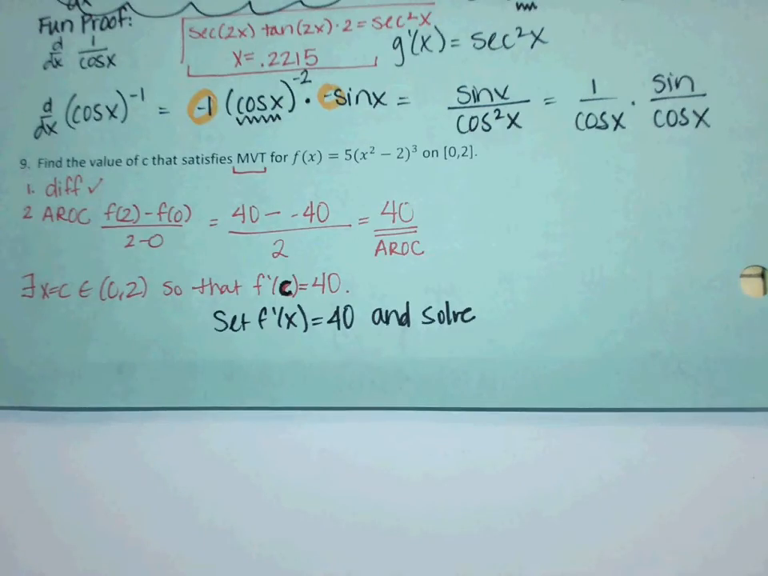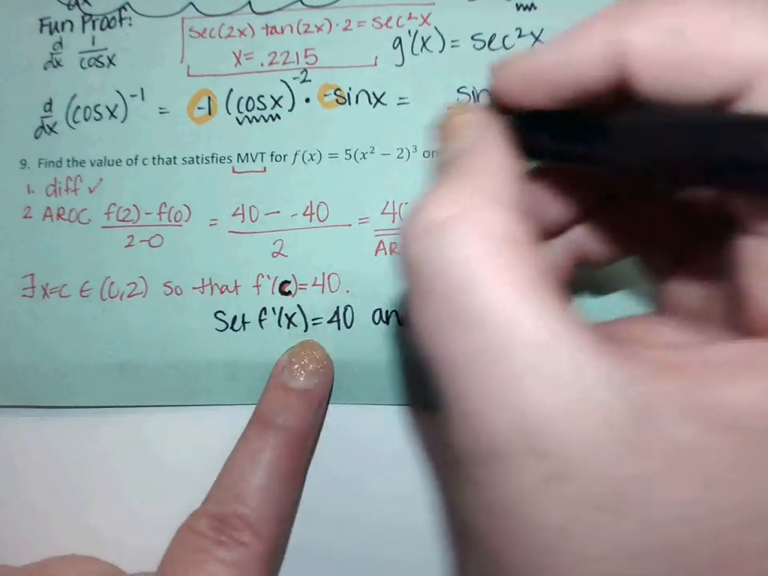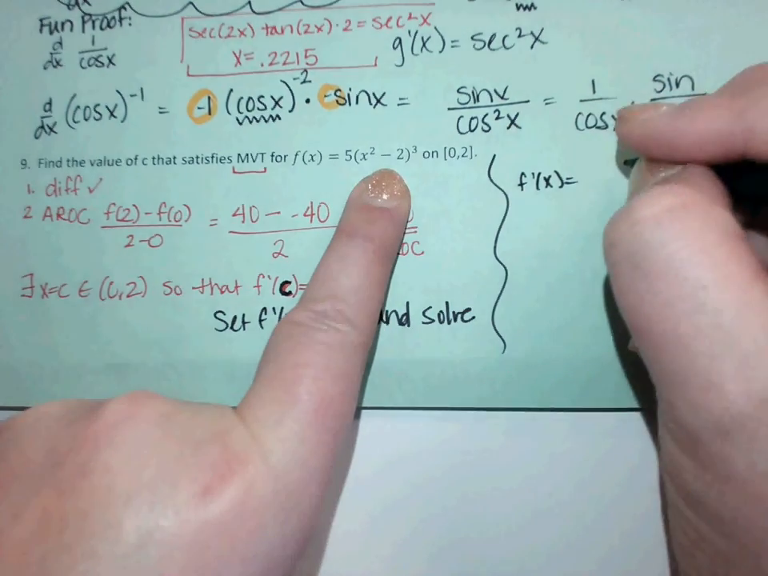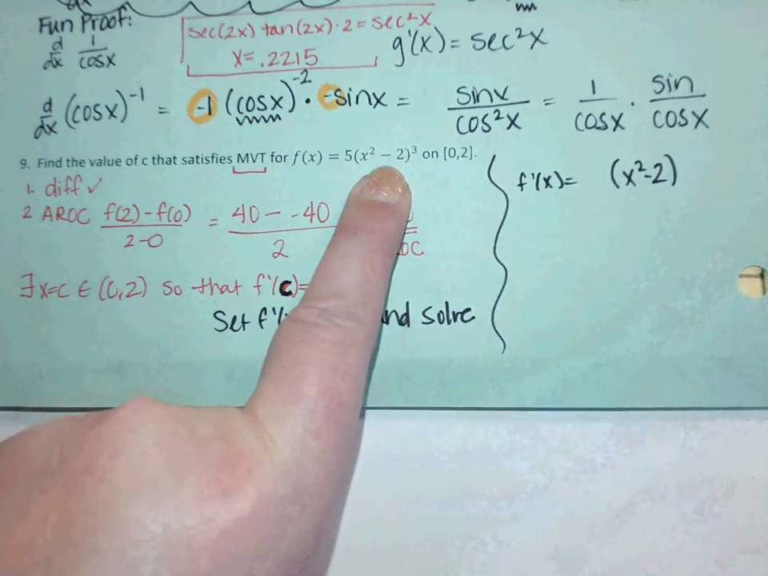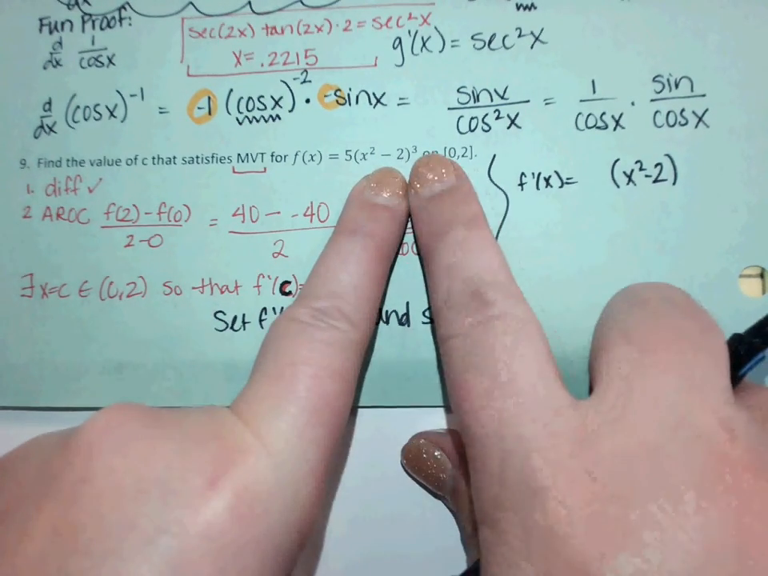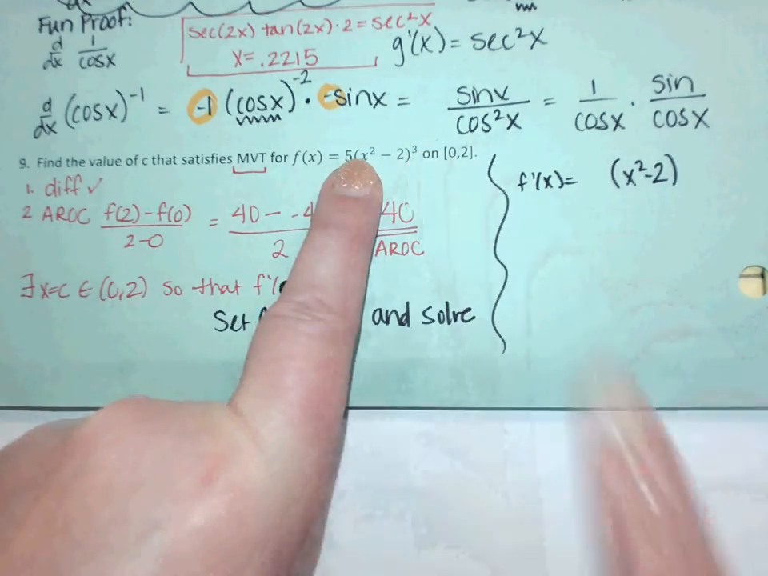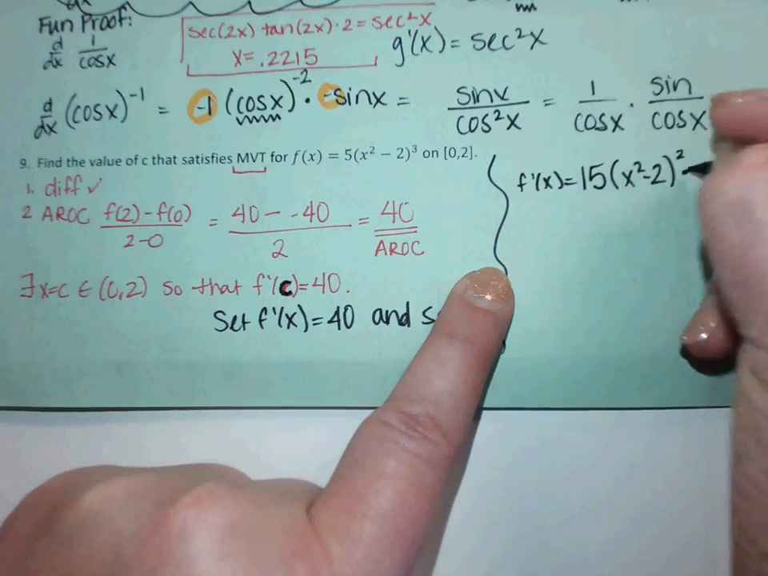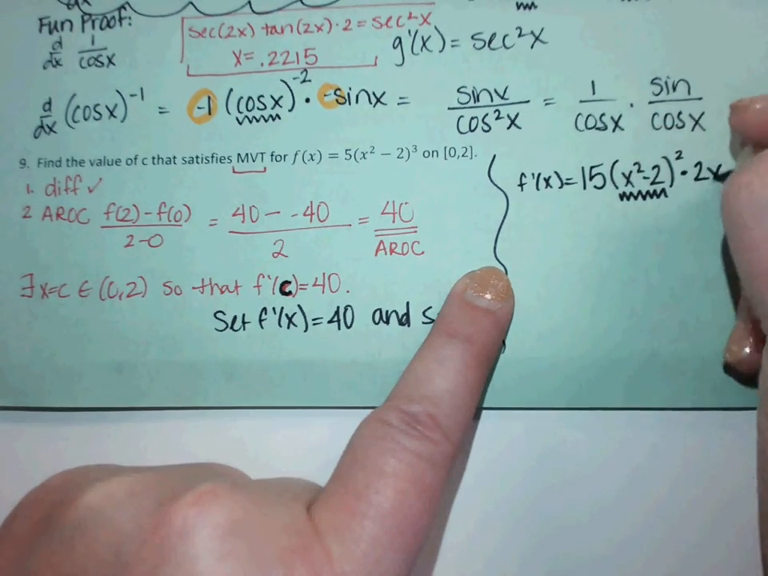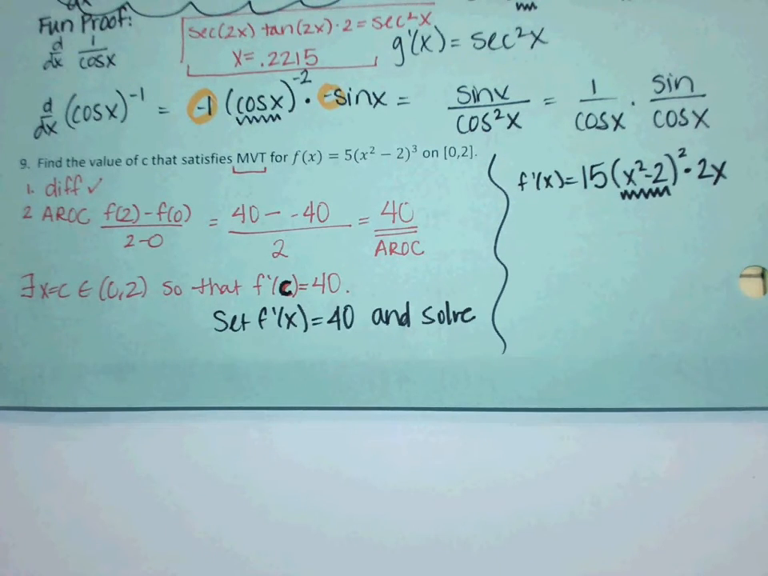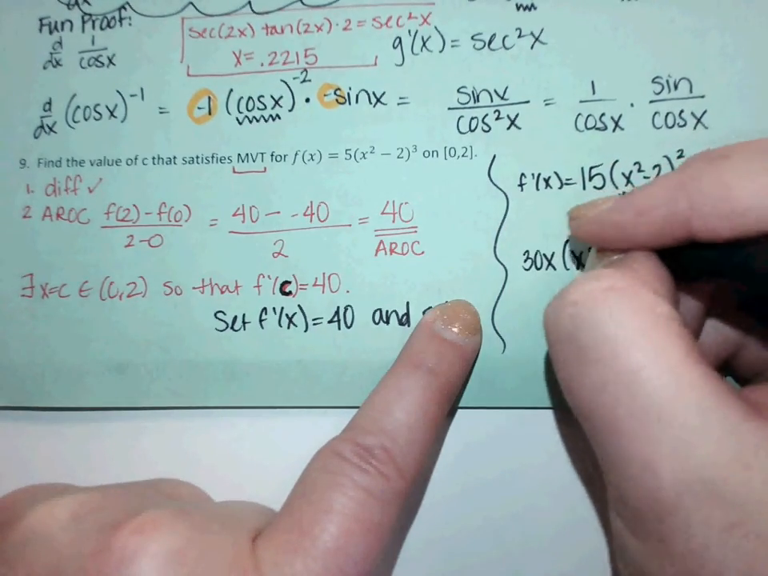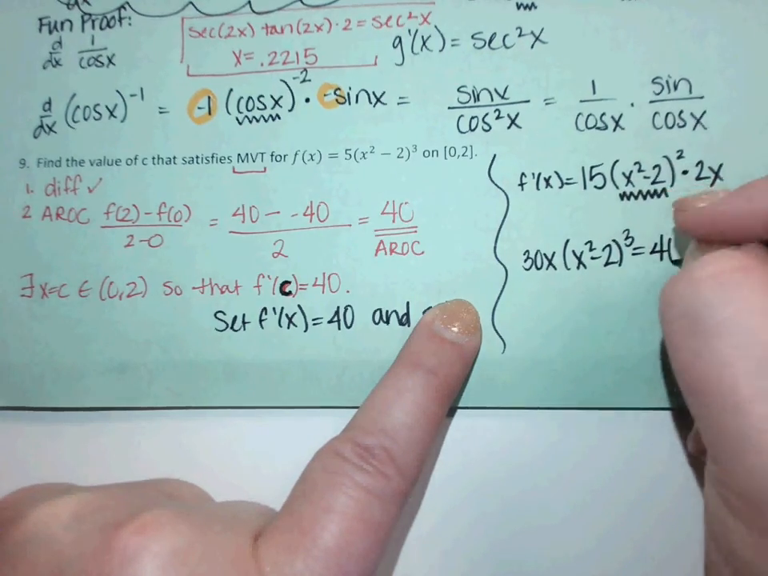So let's take the derivative. F prime of x. Okay, we're going to label it first. What is my core in the middle? X squared minus 2. Okay, it was to the third power. When I bring that 3 down and multiply by the 5 in the front, what's my new coefficient? 15, and what's the overall power? Squared. Squared times the derivative of the middle, which is 2x. Then you can combine the 15 and the 2x to be a what? 30. So I'd have 30x, x squared minus 2 cubed equal to 40.